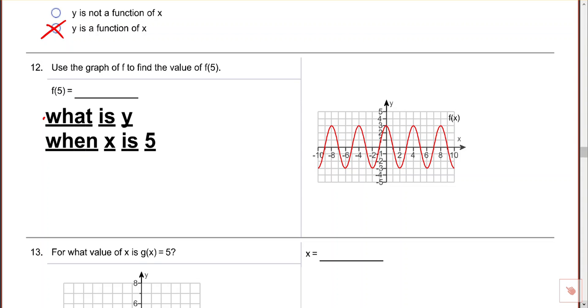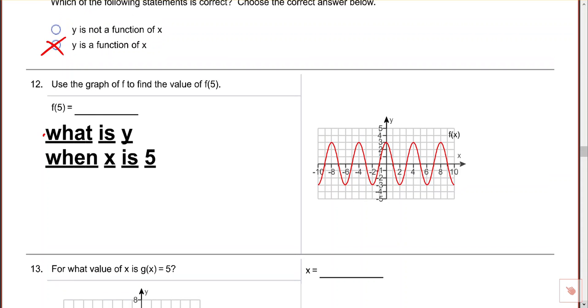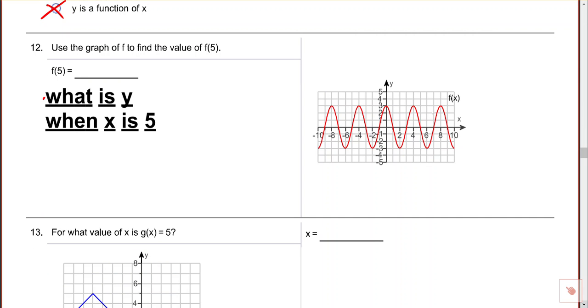So if I come over here on my graph and go down my horizontal number line, my x-axis, until I get to 5, which is right here, then I want to know what is the value of y where x equals 5. I'm sorry, I went over one too many, didn't I? Let's try that again. 1, 2, 3, 4, 5 right here. So when x is 5 right here, then y is 0.